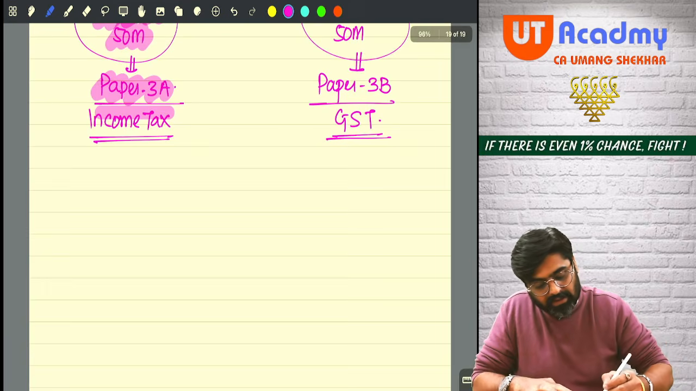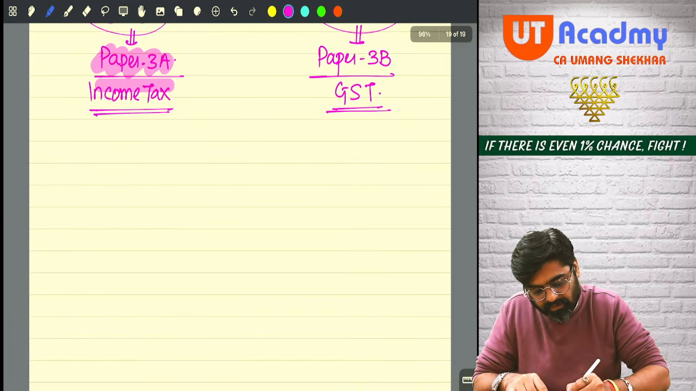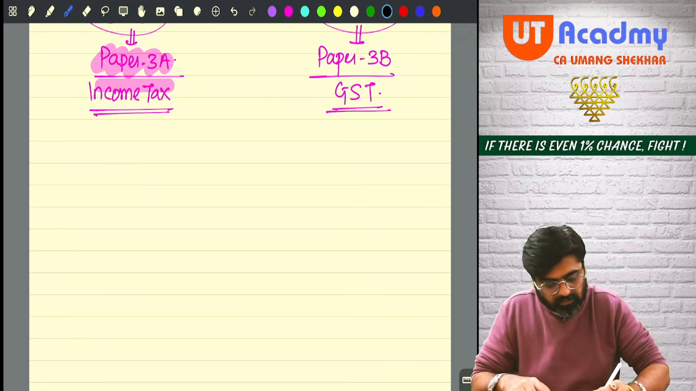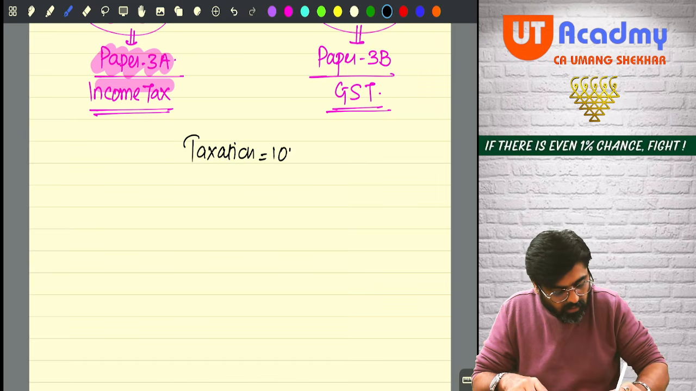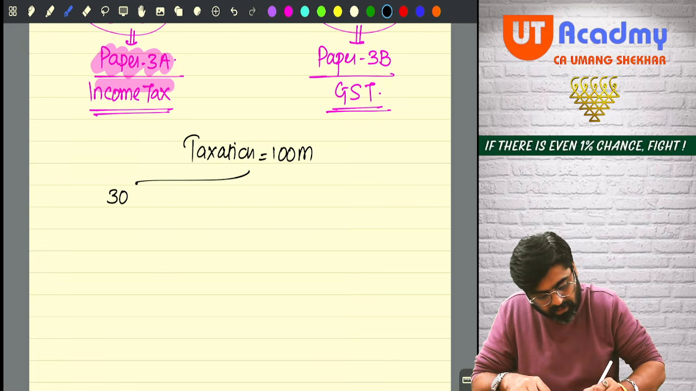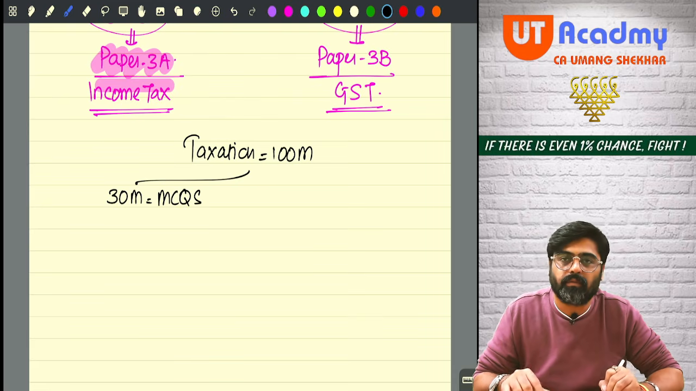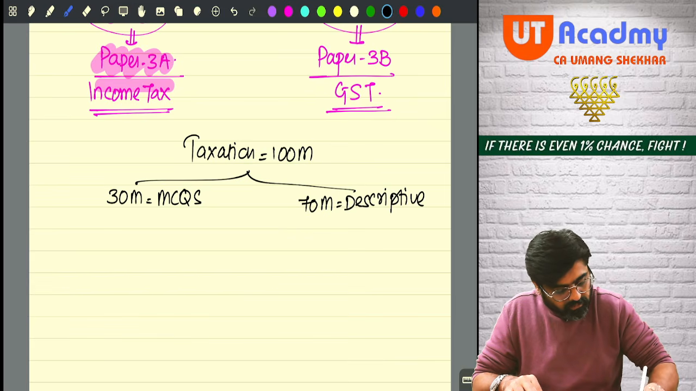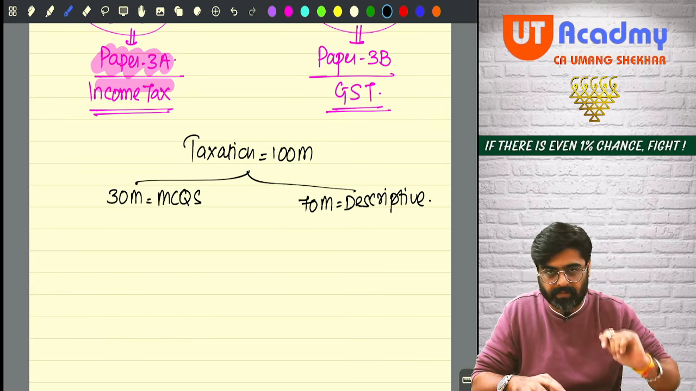Your taxation paper is divided into 2 parts. For this 100 marks, 30 marks will be MCQs and the remaining 70 marks will be descriptive questions, the descriptive question paper.